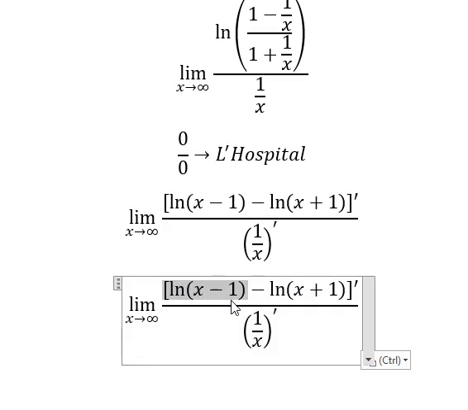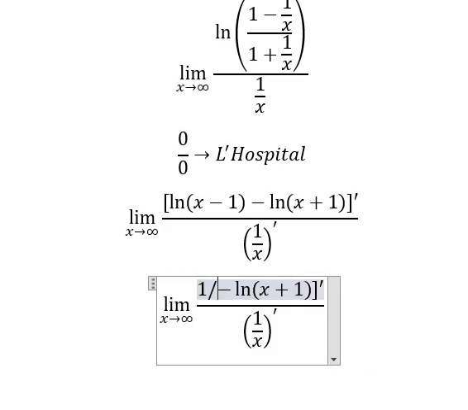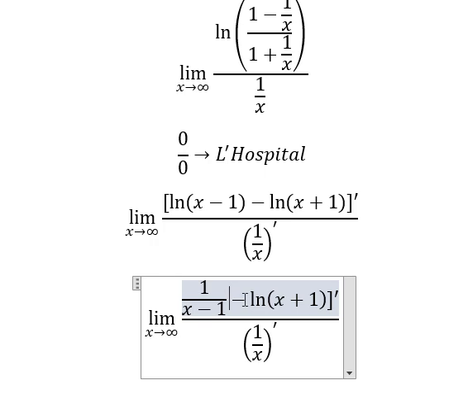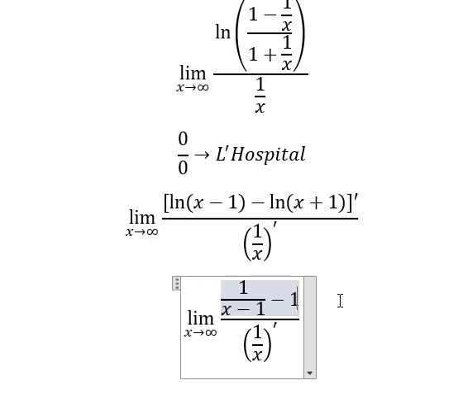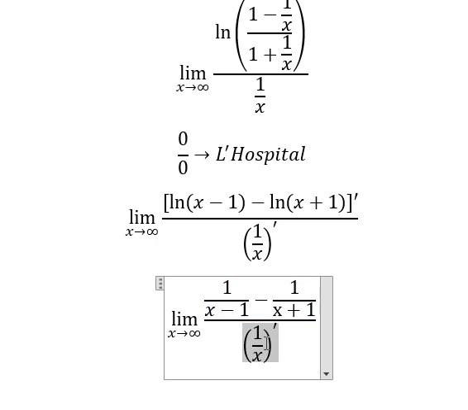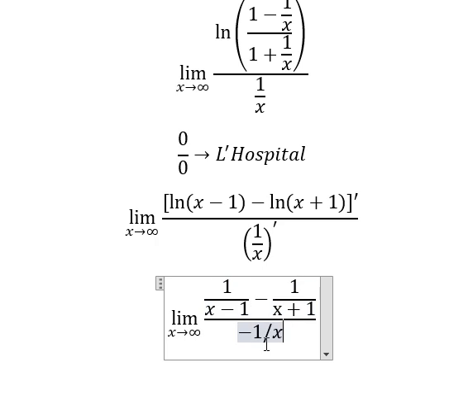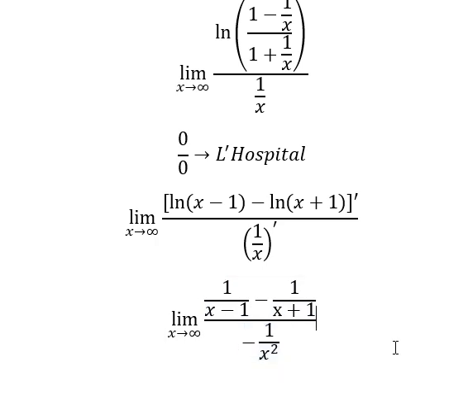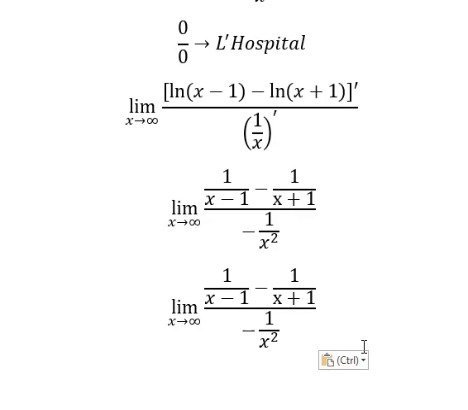So this one we have 1 over s minus 1. This one that is about 1 over s plus number 1. This one we have negative 1 over s squared. And we put negative s squared going here.